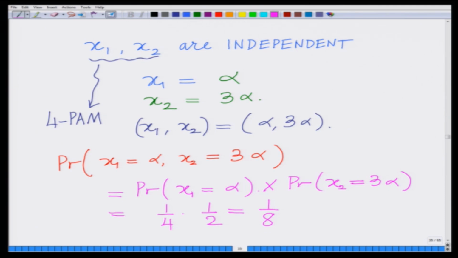So, this is a simple problem where we have two symbols x1 and x2, generated independently, and we ask what is the probability that x1 equals alpha and x2 equals 3 alpha. The probability of this joint event is equal to the product of the probabilities, since these two symbols are independent, which is 1 by 4 times half, which is equal to 1 by 8. So, this is a simple problem.